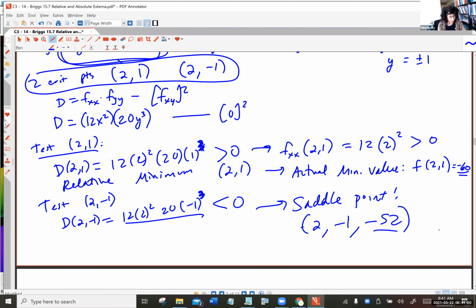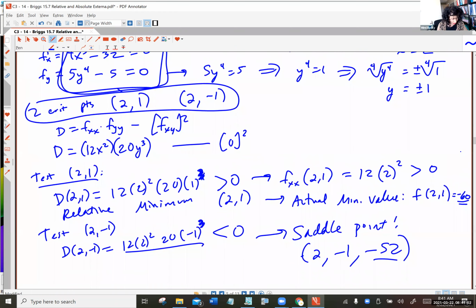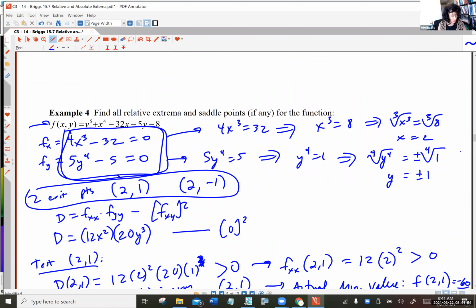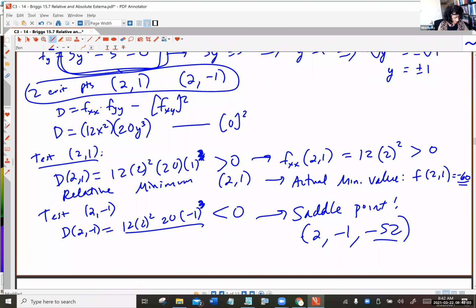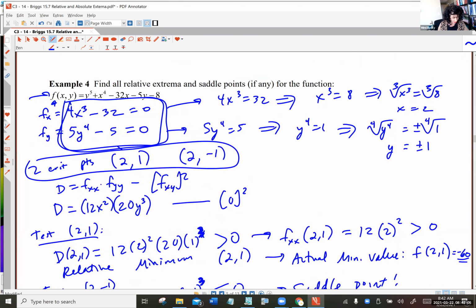So what we ended up with is a min and a saddle point again. And the difference was that the partials ended up being the kind of partials that don't have both variables in them. Any questions on this one?